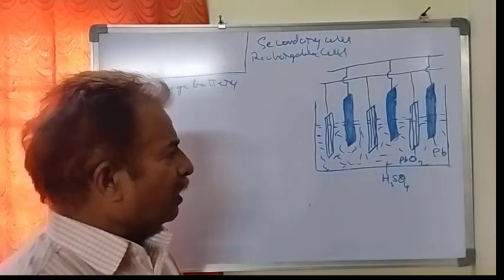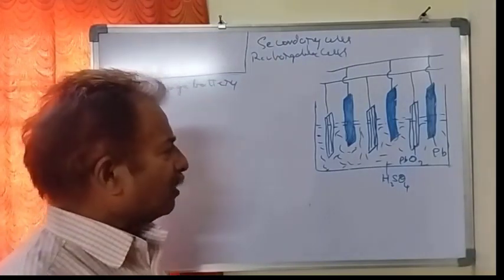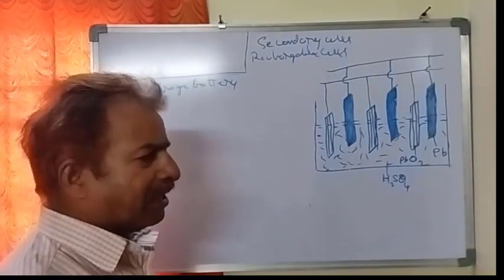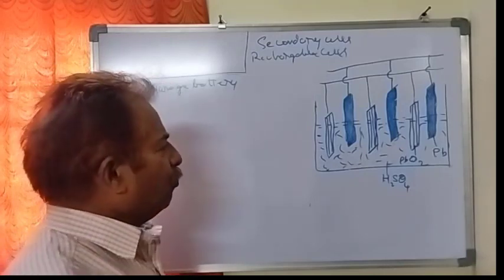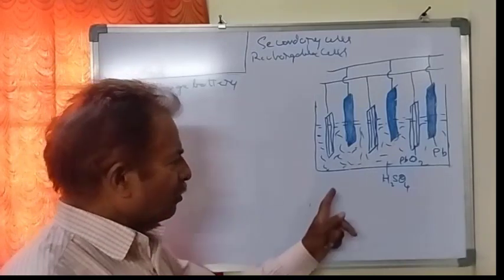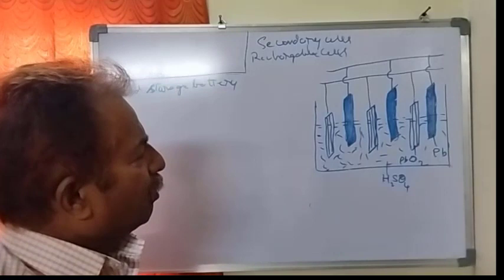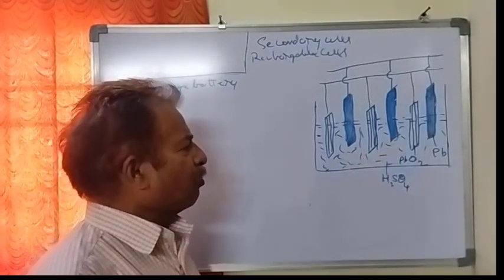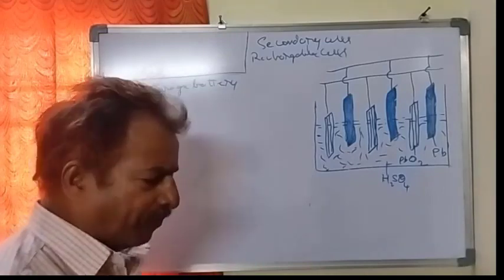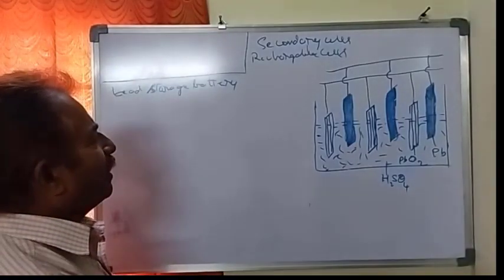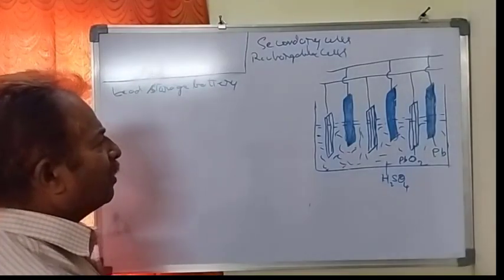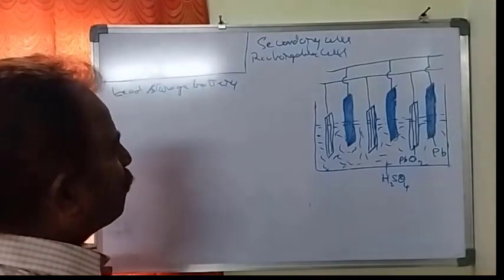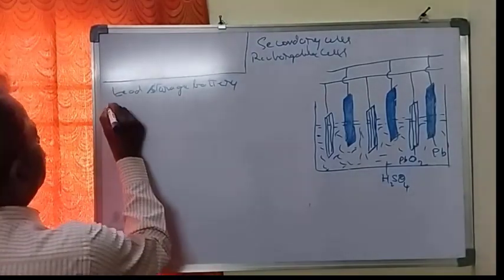In the lead storage battery, 6 cells are connected in series, and each cell gives 2 volts potential difference. The total potential difference obtained is 12 volts. So this is a 12 volt battery. Now let us see the reactions taking place during charging and discharging.